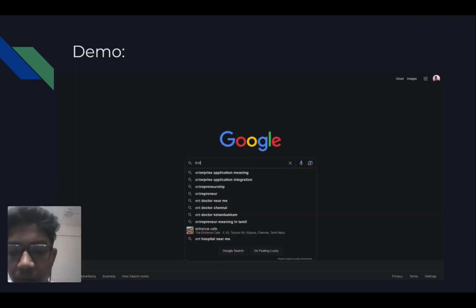There is a demo I have shown here that whenever we search anything on Google, for example, if we are searching for the word entrepreneurship, we don't have to write the entire word. We are just typing ENT and the word entrepreneurship pops up in the search result. So how does it work? Let's see in the further slides.